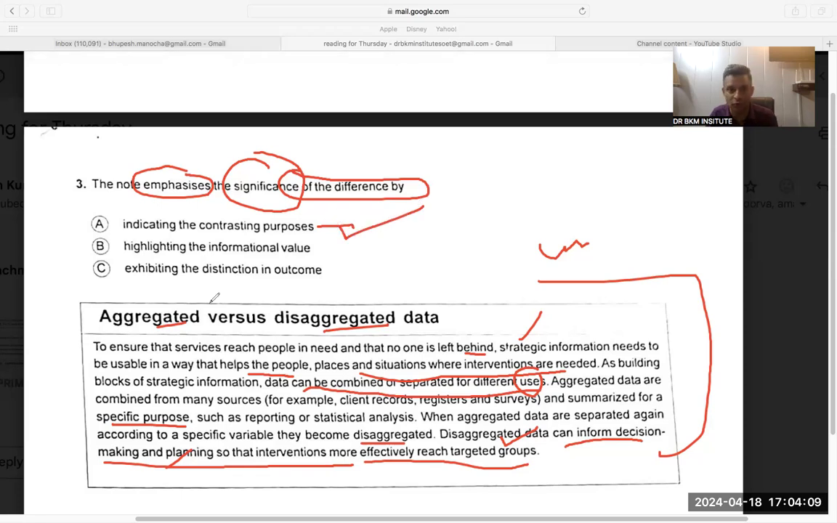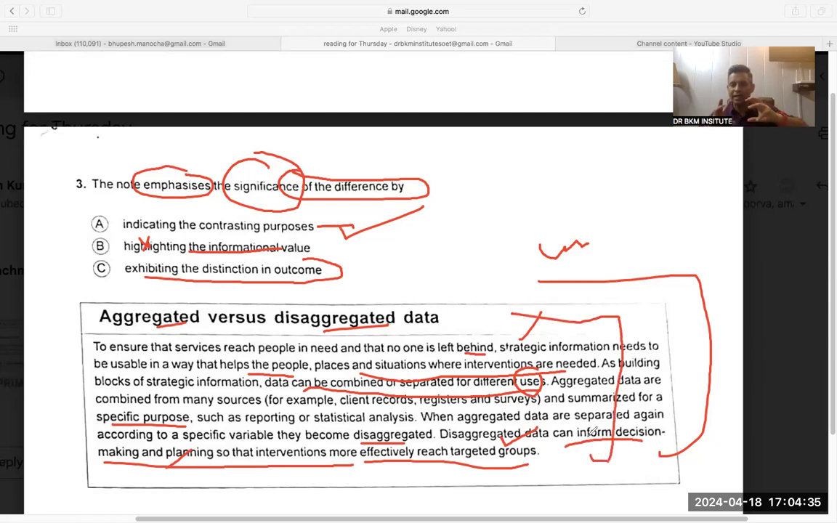This can be a very strong option. Highlighting the information value does not seem to be the answer, because the main thing that was given was the purpose. Exhibiting the distinction in the outcome. Outcome means result. They are not talking about any outcome or any result. Exhibiting means displaying the distinction in results, and they are not talking about any results.